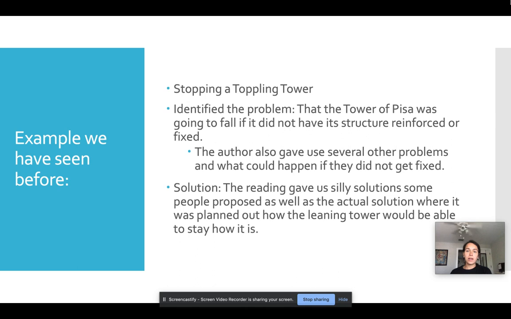An example you guys have actually already seen is from Stopping a Toppling Tower. Our author identified the problem that the Tower of Pisa was going to fall if it did not have its structure reinforced or fixed. And the author gave us several other problems and kind of gave us what would happen if it didn't get fixed. The solutions the author gives are that the reading gave us silly solutions that some people proposed, as well as actual solutions where it was planned out how the Leaning Tower would be able to stay how it is. So that's an example already that we have of problem and solution nonfiction text structure.